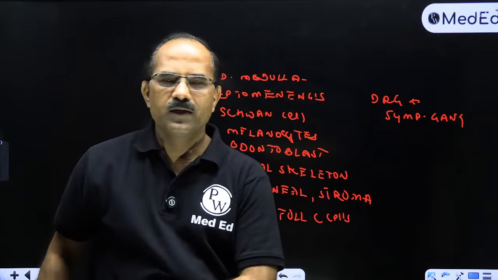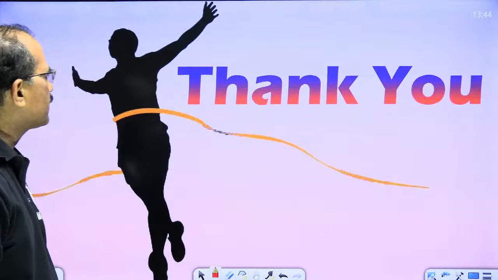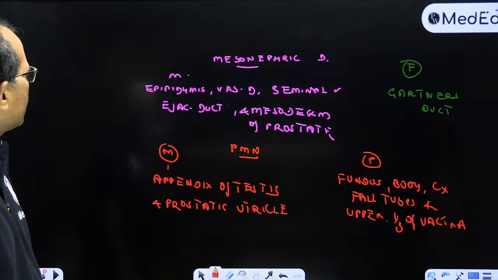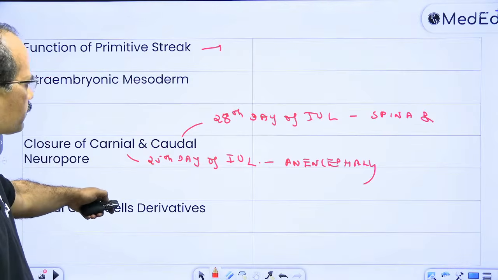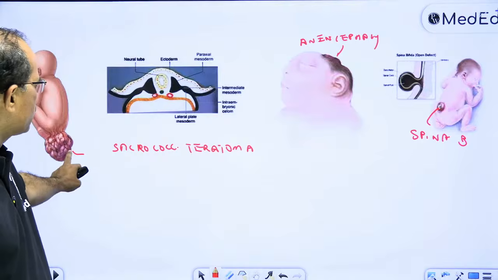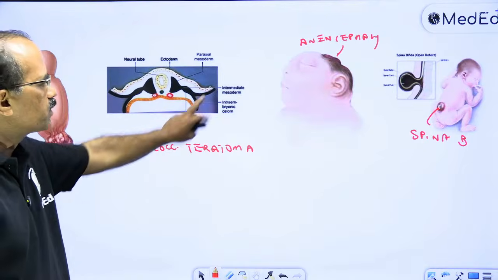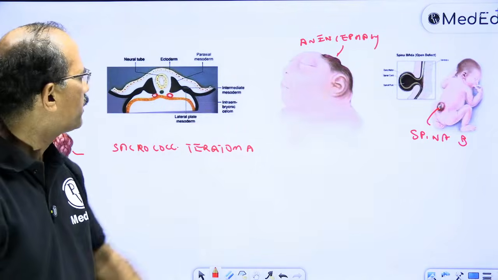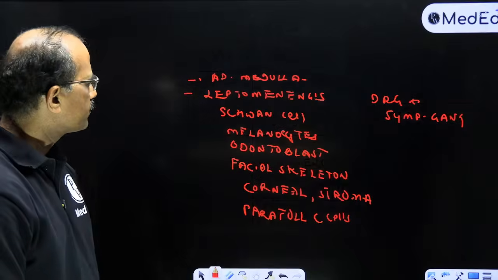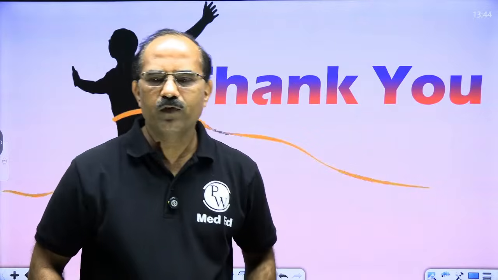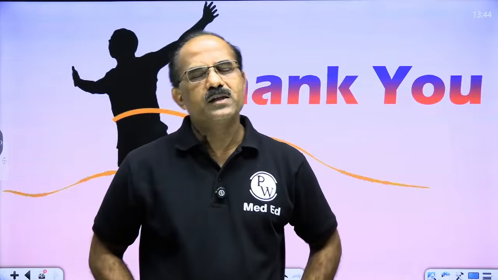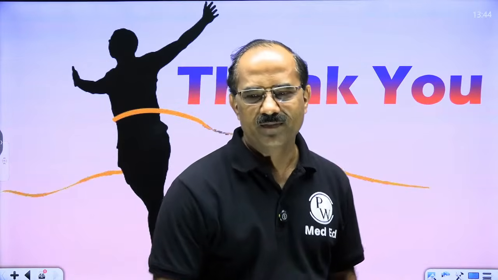Fine, children, is it clear? So this completes it. This is clear. This is persistence of primitive streak causing sacrococcygeal teratoma, and anencephaly and spina bifida. Fine, children, I hope these things are clear to all of you.